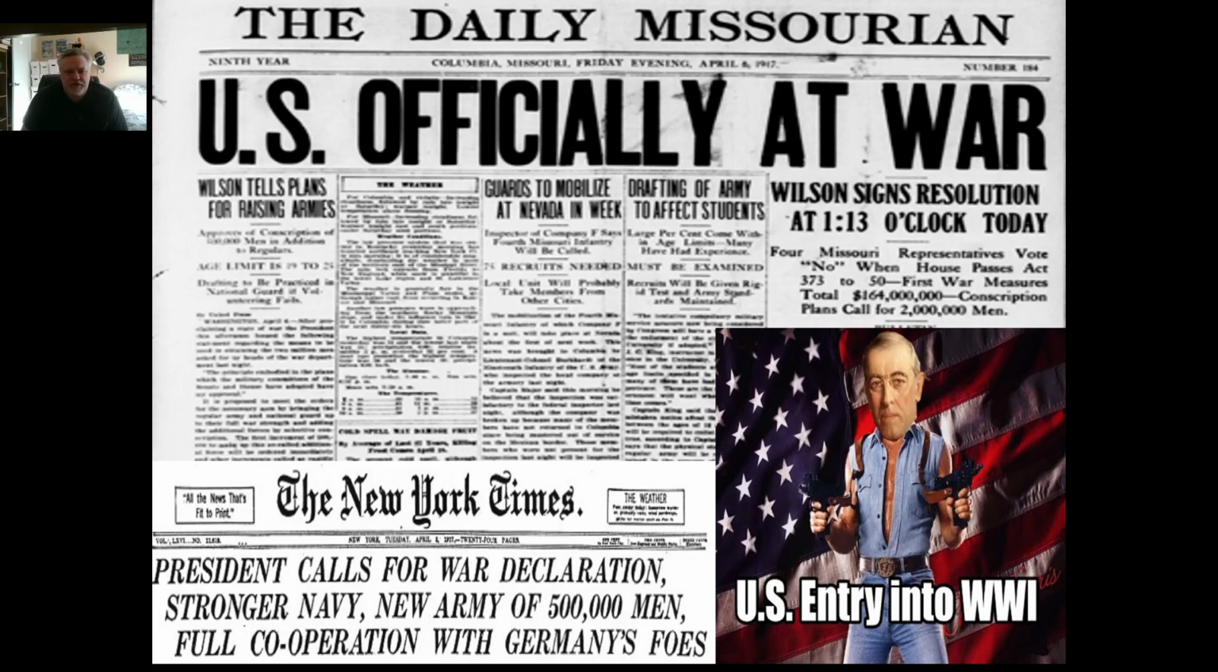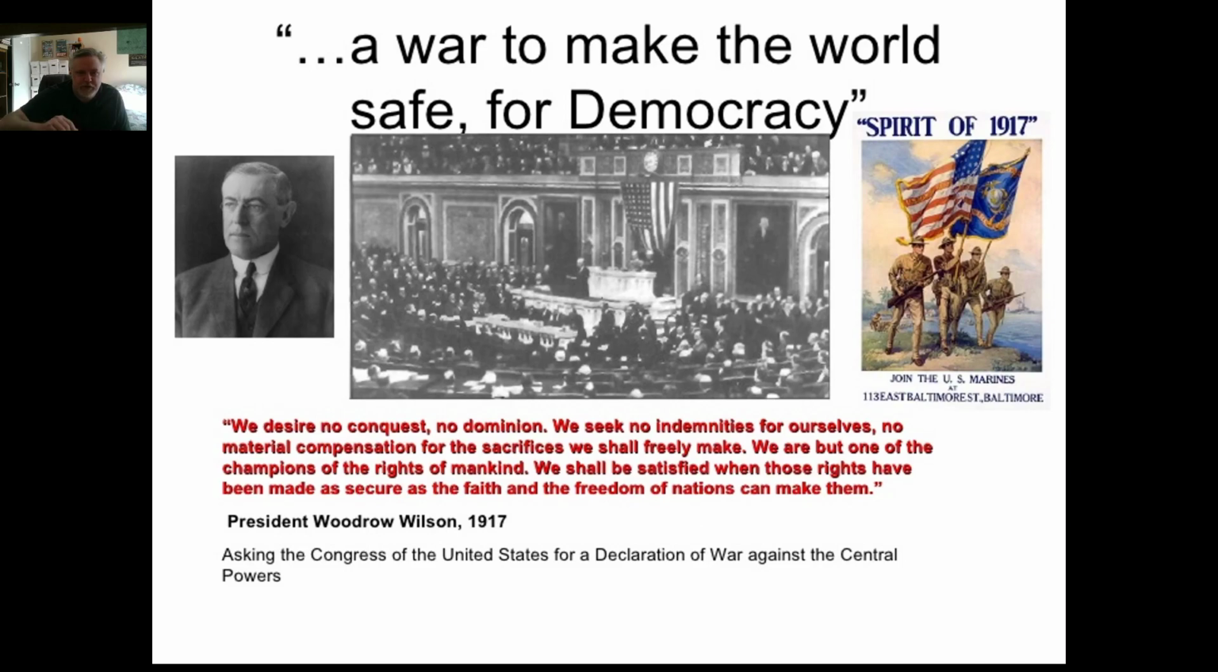We call up 500,000 men. I believe there was a draft instated. I can't remember exactly. And we go to it. Wilson wanted one thing made very clear. This was not a war of conquest. We were not going to seize foreign lands and keep them for ourselves. He said this was a war to make the world safe for democracy.